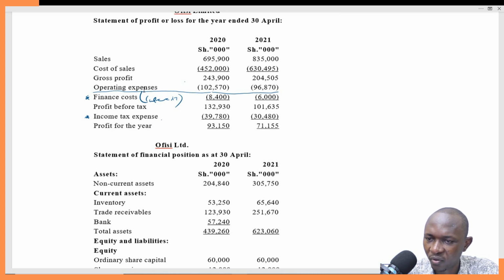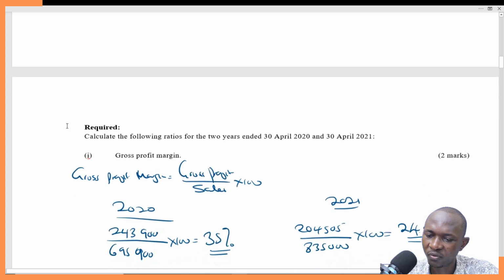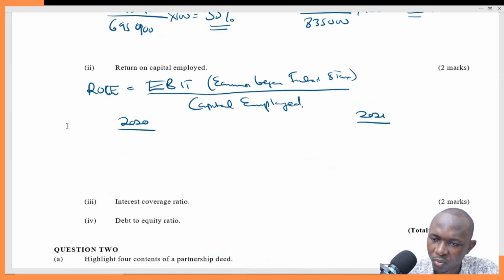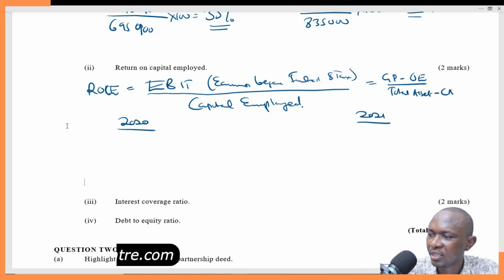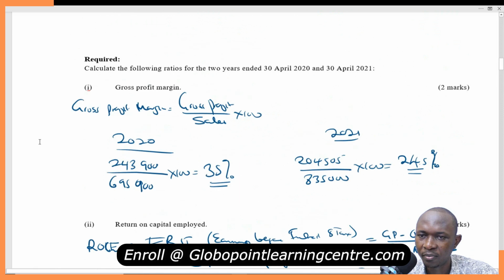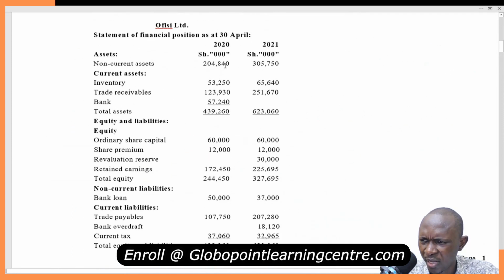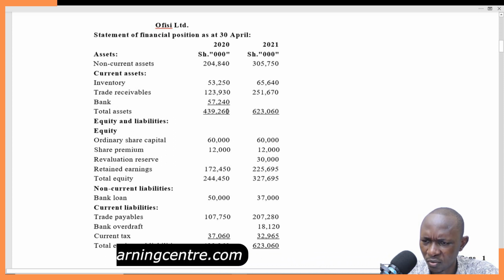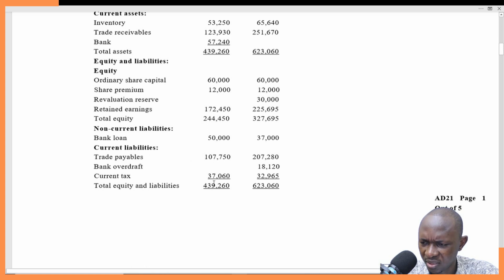So earnings before interest and tax, we just take gross profit less operating expenses, over capital employed, which will be total assets minus current liabilities. So that's how we are going to tackle it. I hope we have these figures: total assets and current liabilities. Good, we have total assets, and then we have current liabilities. Yes, we'll take these ones. Alternatively, we can also take equity plus non-current liabilities, and we'll still get the same answer.